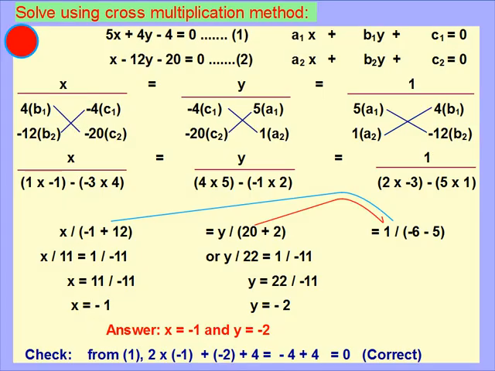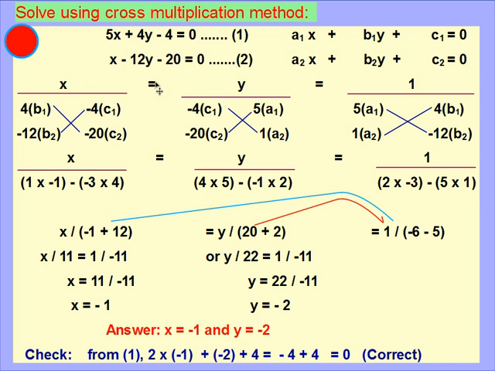I am doing one more question so you will be thorough with the topic. 5 and 1 is A1, A2. 4 and minus 12 is B1, B2. Minus 4 and minus 20 is C1, C2. Please arrange them: B1, B2, C1, C2, C1, C2, A1, A2, A1, A2, B1, B2. Cross multiplication, so x upon minus 80 plus minus 80 minus 48, and then here minus 4 into, and then here 4 into 12, and then we got the answer.